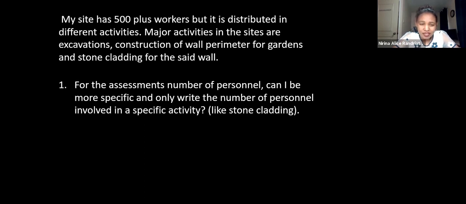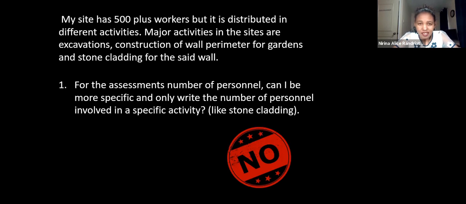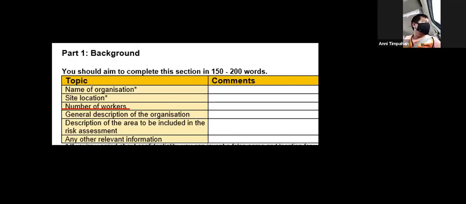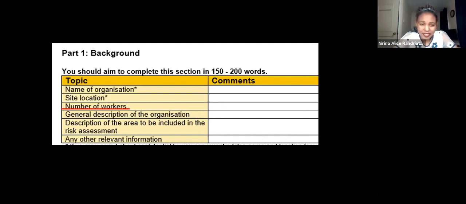Now, it's no. No in a sense like the part 1 of the risk assessment requires you to describe the organization. When you describe the organization, it's the entire company. You're not just focusing on specific activity. So this is part 1. You need to describe what's the name of your company, site location, number of workers. So the number of workers here is not just the workers who are involved in a specific activity. It's the entire company. So think about it, roughly 500 workers. And then describe the organization generally. So up to now, we focus on the organization, not just part of the activity of the organization.